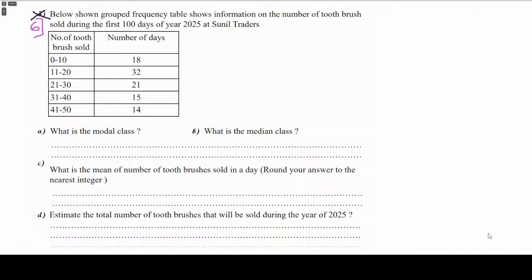The first question is to find the model class. So what is the model class? The model class is the class with the highest frequency. So which class interval has the highest frequency? This is the highest frequency, 32. So what is the class interval that corresponds to this highest frequency? It is the class of 11 to 20 toothbrushes. So the model class is 11 to 20 toothbrushes.